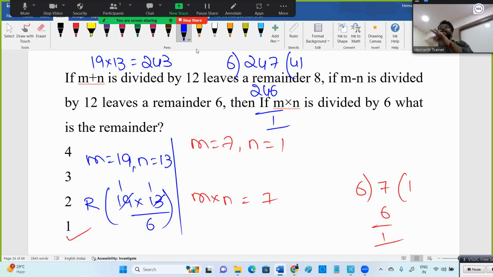You can take m and n values in such a way that they satisfy those two conditions. It can be any value. 7 and 1 is the easy one, which should come into your mind first. But I'm giving another example, since there are other possibilities as well. You can try any other value satisfying that condition.